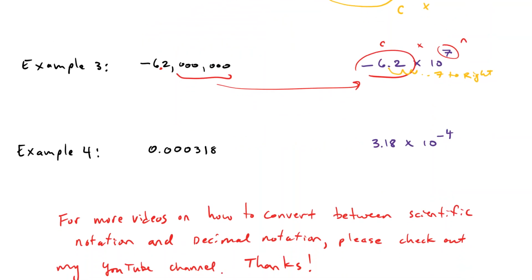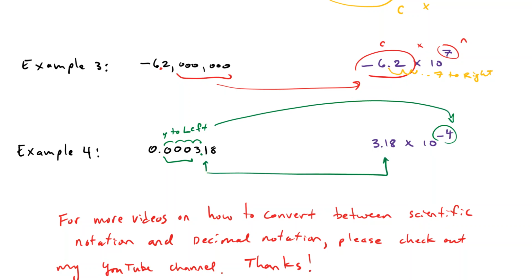And example 4, we have a lot of zeros here. Not as many as the previous example, but it still can be written concisely. So let's put the decimal, to the right again, of the first non-zero digit. And notice from here, you go 1, 2, 3, 4, 4 to the left. So that's why we have a negative 4 here in the exponent, and the 3.18 is our C value, and of course we have our times.